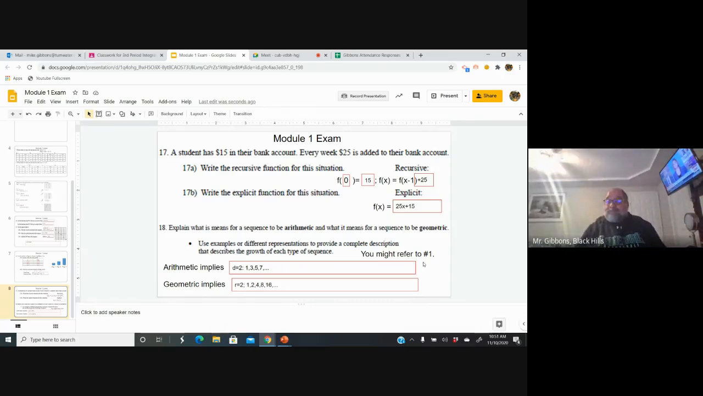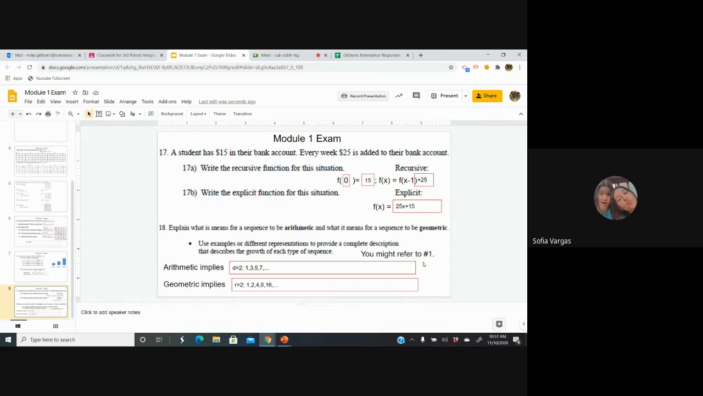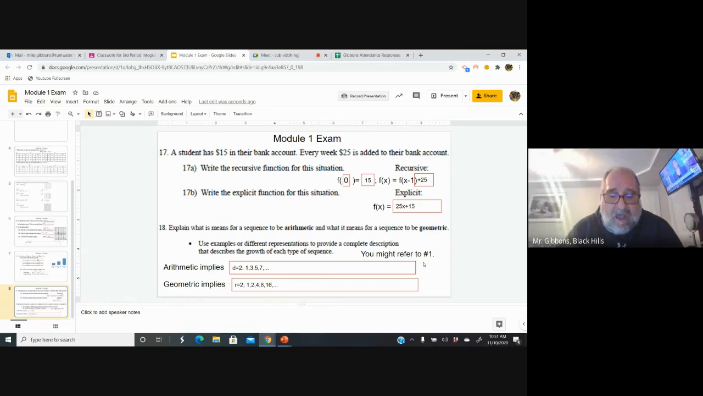Questions anywhere? So I have a question. For number 18, we have to show the example and do a verbal explanation of what it is? Exactly. And you could write out that. If you say arithmetic means you're adding or subtracting, that's fine. Or you could just say that's a common difference and then give me a common difference and use it for your actual sequence. Okay, cool. Thank you. You betcha.